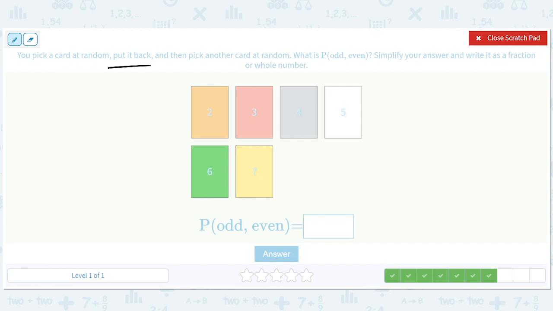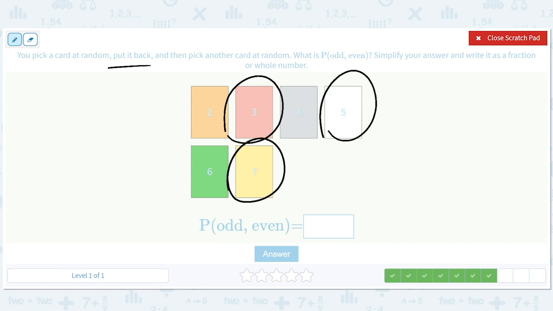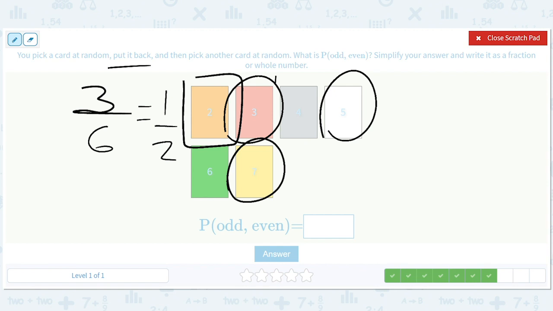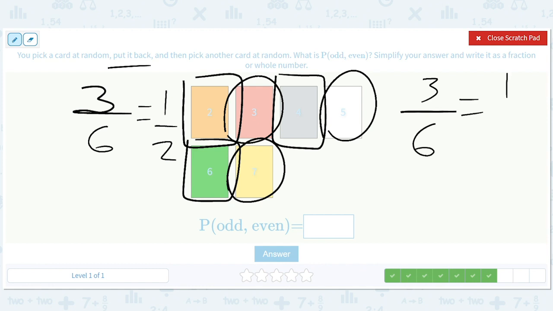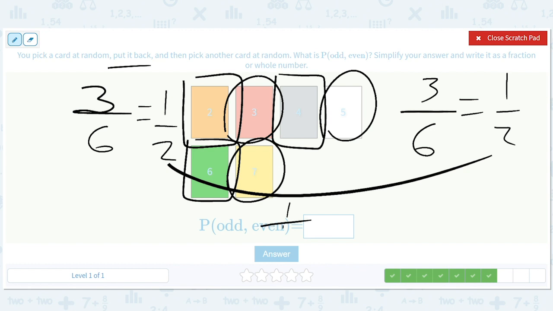So the first time, there are how many odds? 3, 5, 7. 3 odds out of 6, or 1/2. And then even, we don't have to do that cross out thing because we're putting all the cards back, right? So now we can just say there are also 3 even cards out of 6. So that's 1/2. And when we multiply 1/2 by 1/2, we get 1/4, which is our answer.